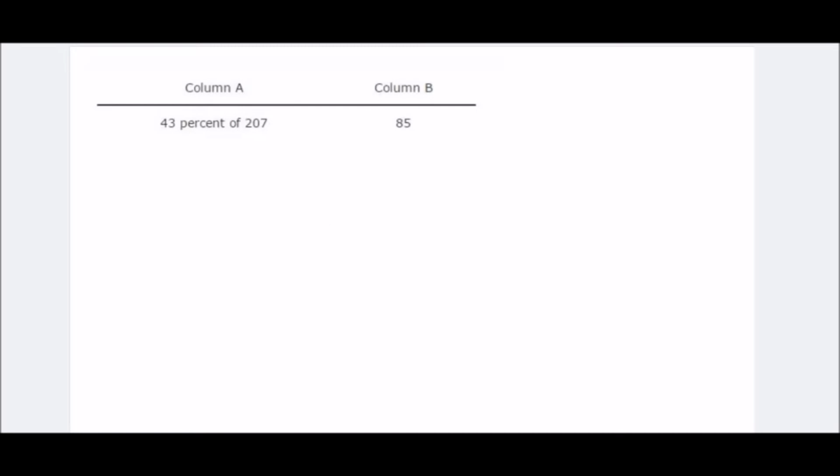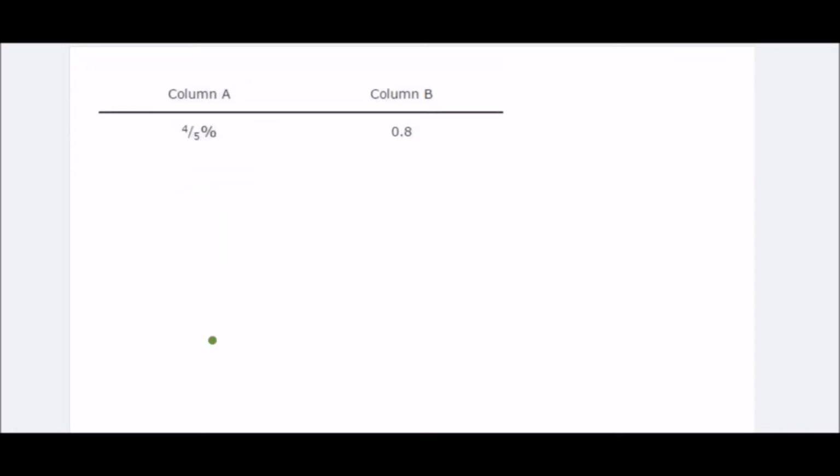Here is our next question. Column A is given 43% of 207. That is 43 divided by 100 into 207. It will become 89.01. So quantity A is greater. Answer will be A. So our next question is 4 by 5%.